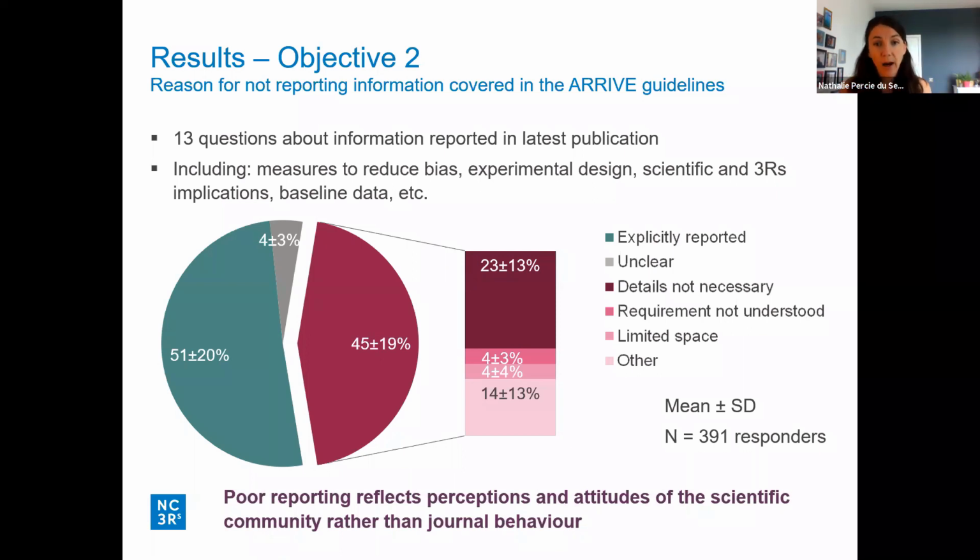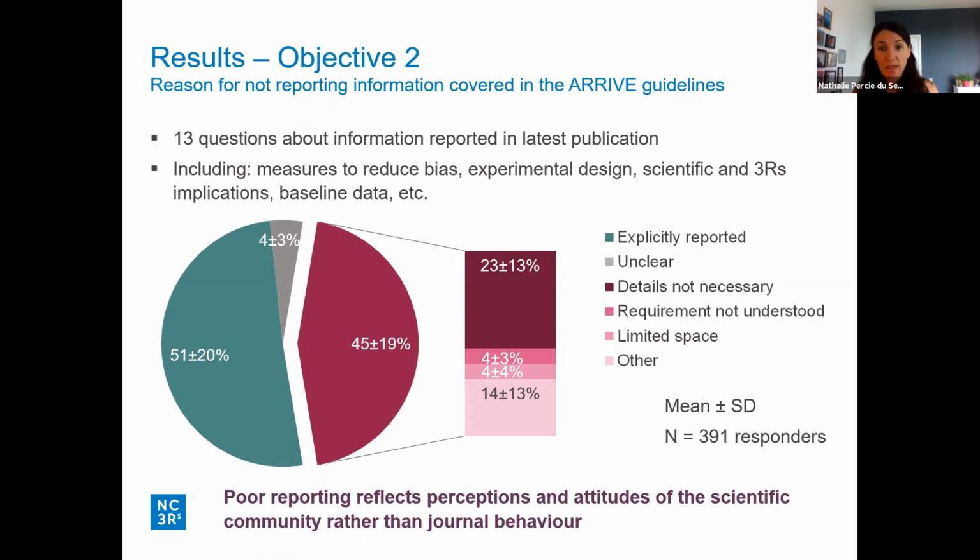So this is a very high-level summary. This is also self-reported by the authors. And we know that the percentage of responders saying that they explicitly report the information are not representative of the prevalence rate in published papers, which is normally much lower. But what we were interested in was the reason for not reporting this information. So this varied depending on which ARRIVE items we were asking about, but the main reason for not reporting was that the author did not think it was necessary.